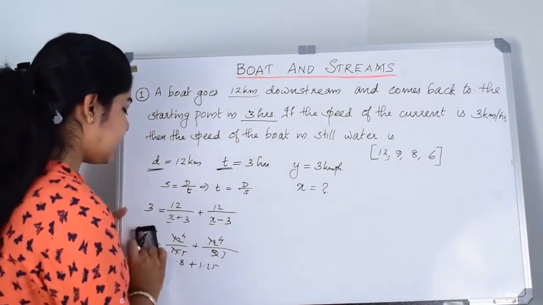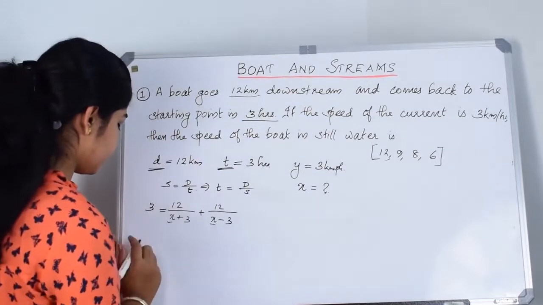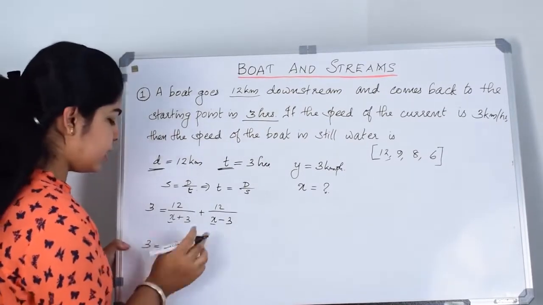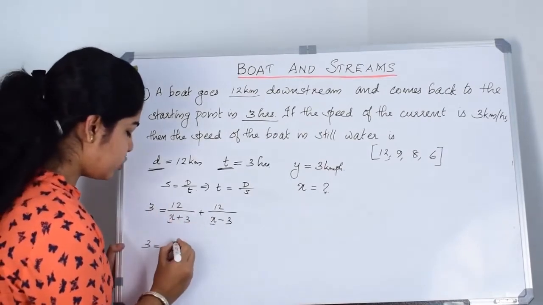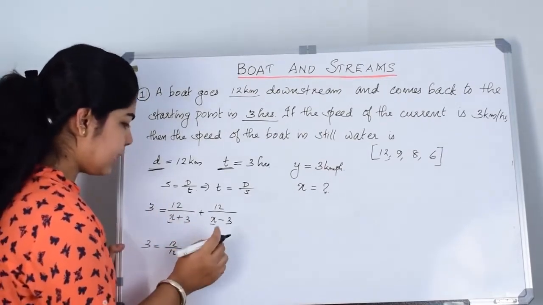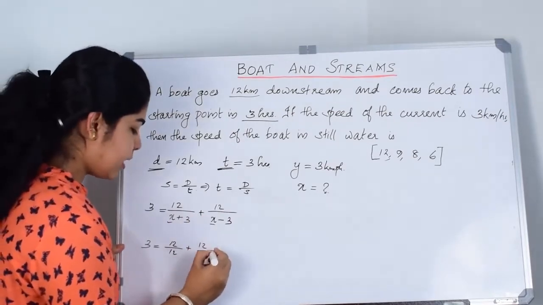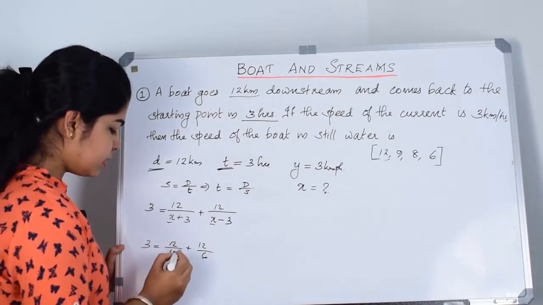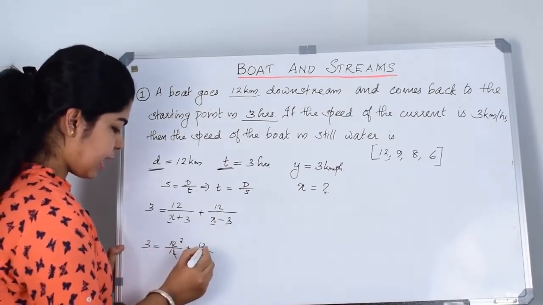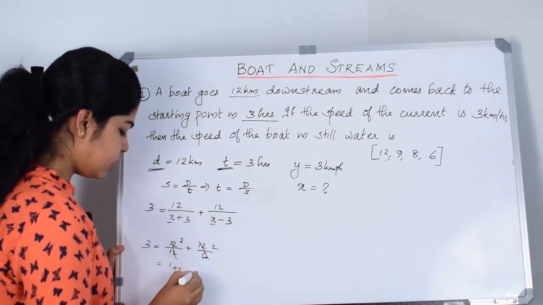So I am taking the second case, that is x as 9. So when x is equal to 9, we will get 12 by 9 plus 3, that is 12 by 12. Then 12 by 9 minus 3, that is 12 by 6. Now see here, 12 by 12 is 1 and 12 by 6 is 2, that is 1 plus 2 is 3.